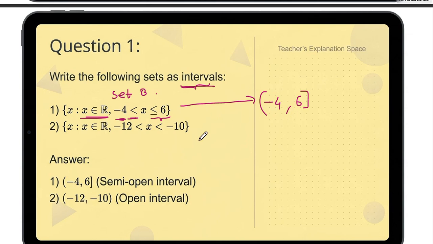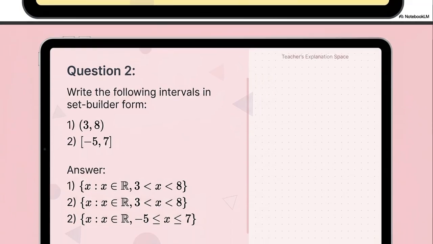So it is a semi-open interval. Now for the second question, minus 12. Here it is strictly less than. That means minus 12 is open, comma. The second element is minus 10. Here also strictly less than is there. So that is also open. So this is an open interval. Okay. Look at the next question.